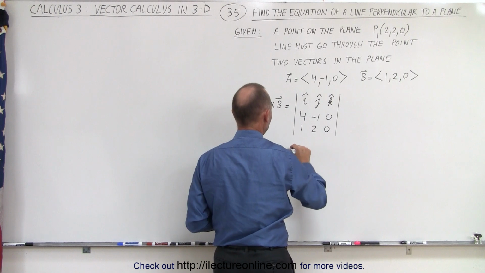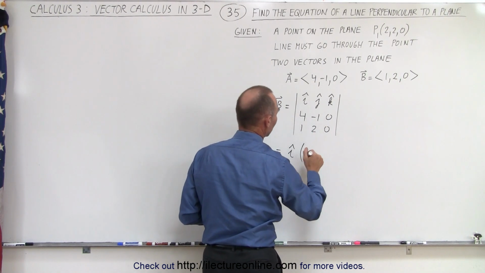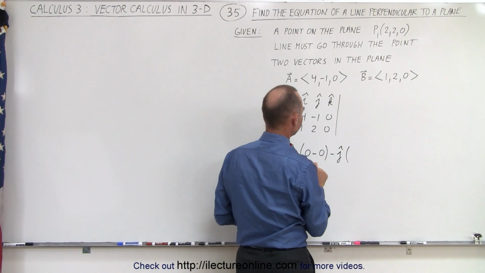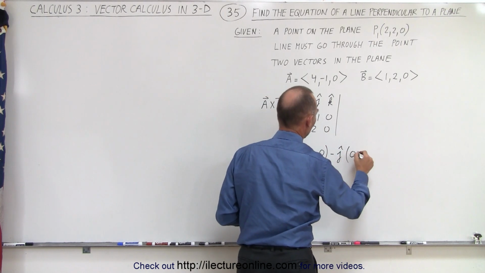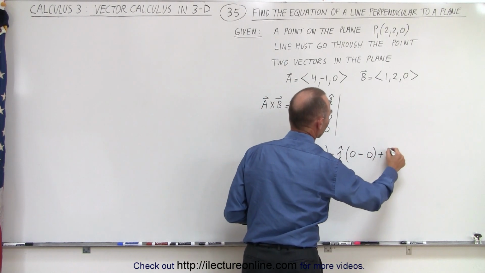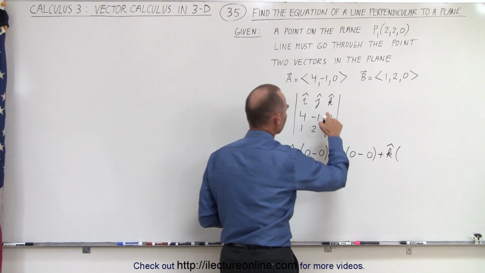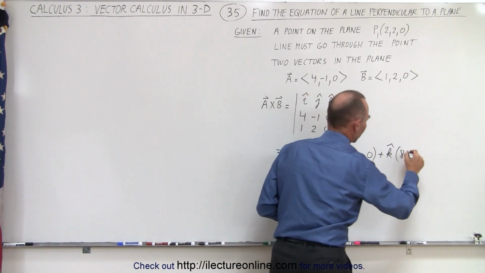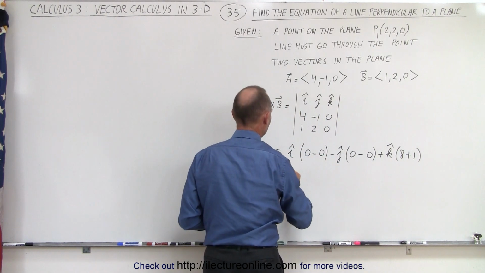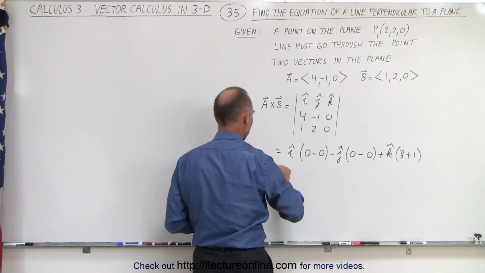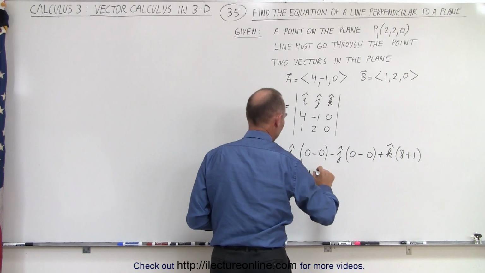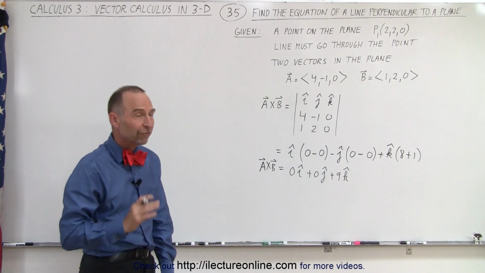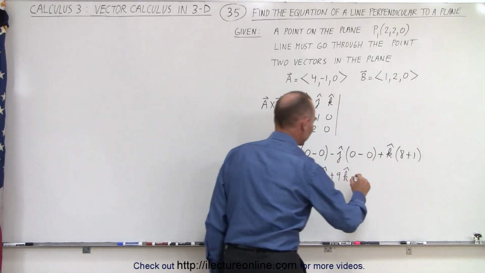So this is equal to i times negative 1 times 0 minus 0 times 2, minus j times 4 times 0, which is 0, minus 0 times 1, which is 0, and then plus k times 4 times 2, which is 8, minus a negative 1 times 1, which becomes a positive 1. Which means that the cross product of A cross B is simply equal to 0i plus 0j plus 9k. So that gives us a vector perpendicular to the plane. Let's call that vector C.